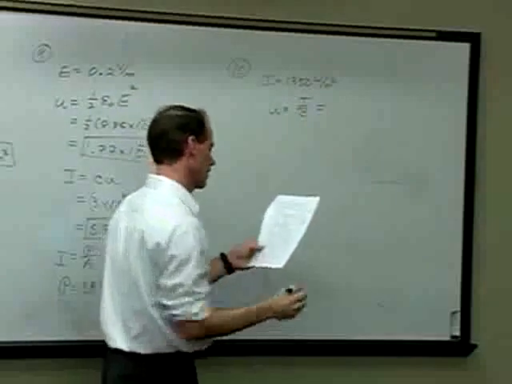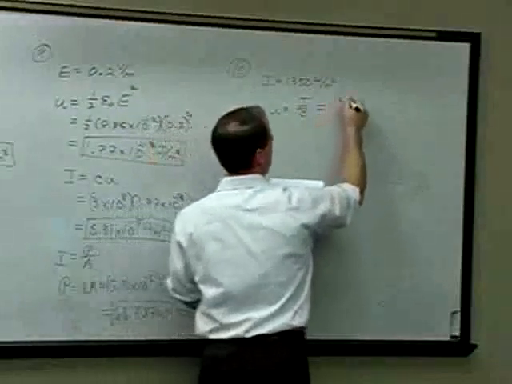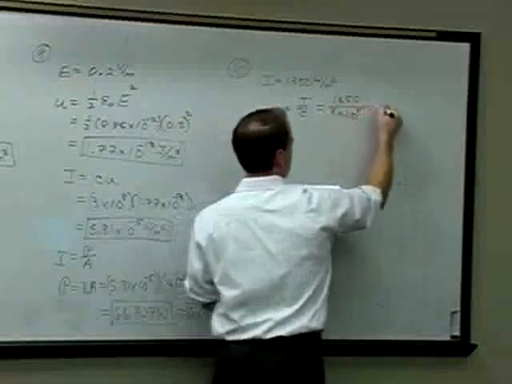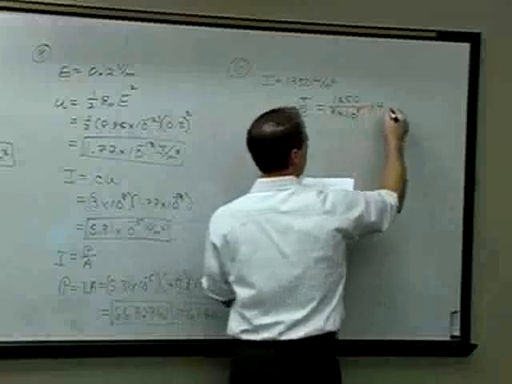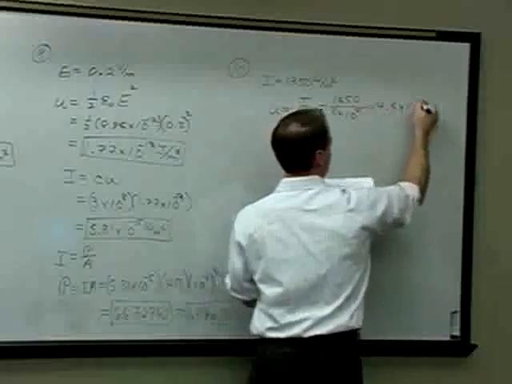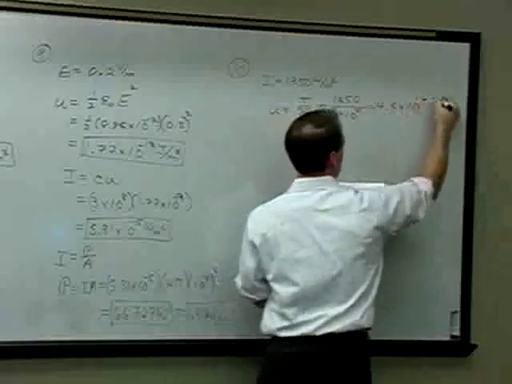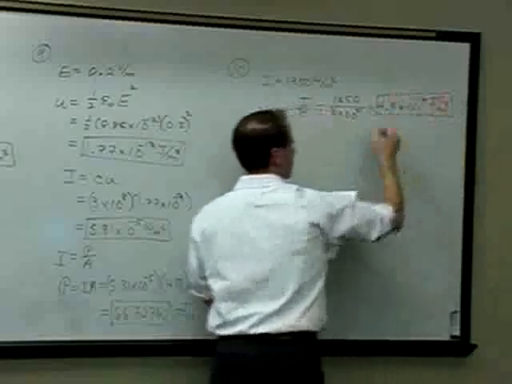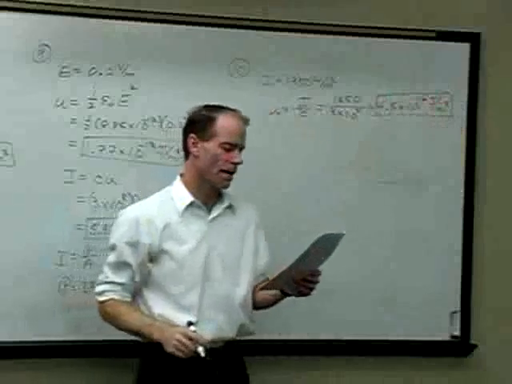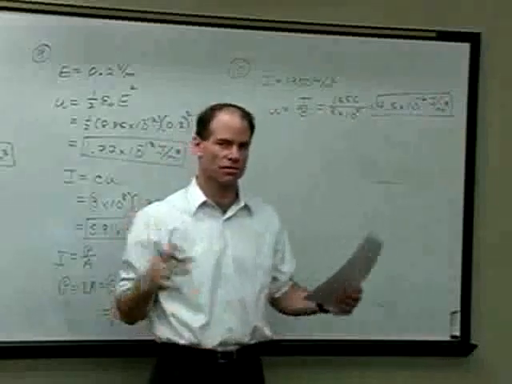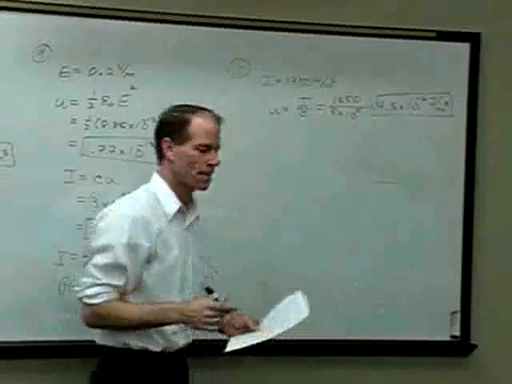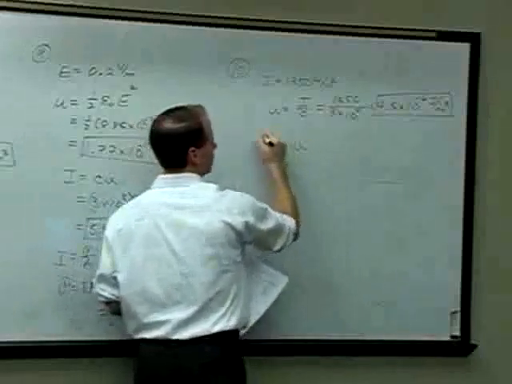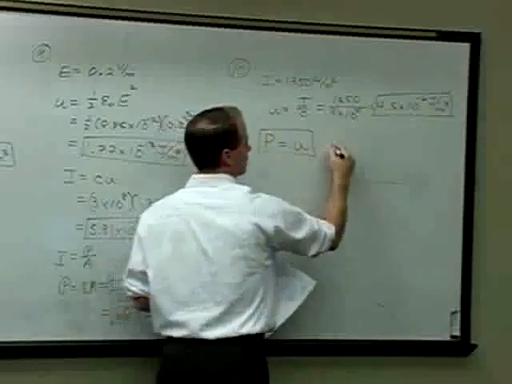Let's actually figure out what that is. 1,350 divided by 3 times 10 to the 8 gives us 4.5 times 10 to the minus 6 joules per cubic meter. We're going to have a flat black surface, so the surface is going to be totally absorbing, and under those conditions, pressure equals the energy density for a black surface.